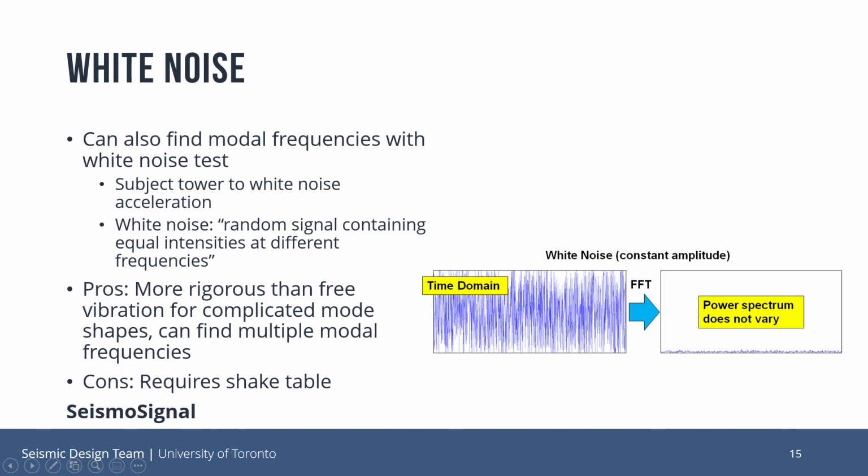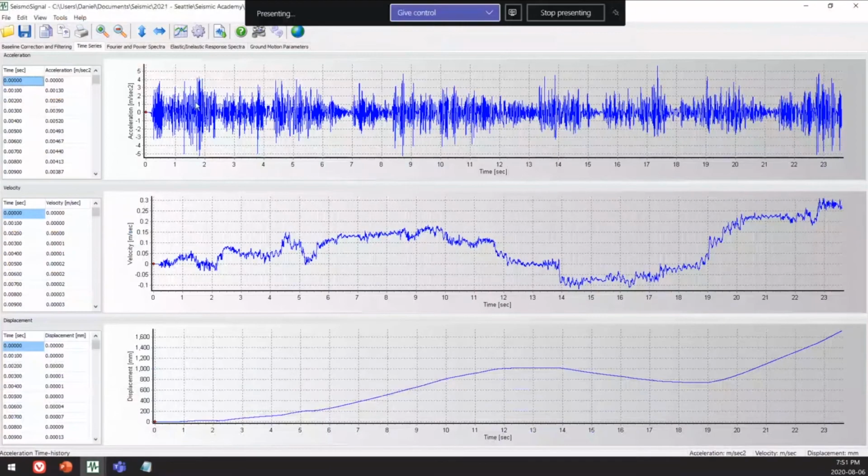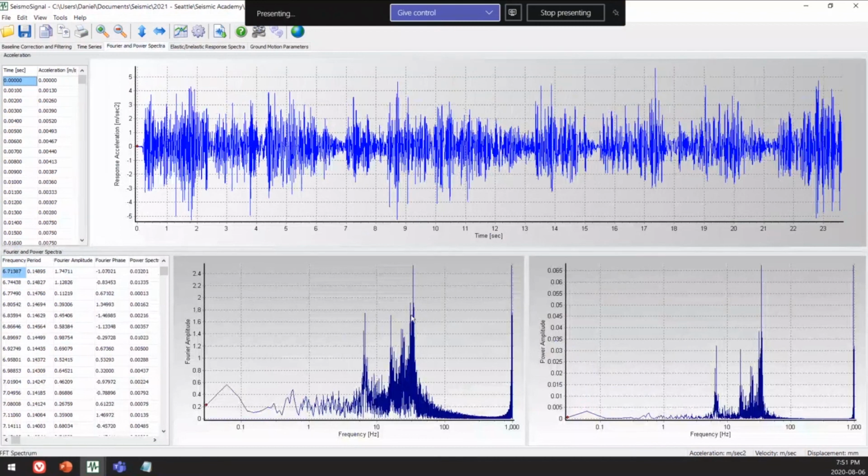So if I go to the white noise test over here, you can see this function looks pretty random to me. I don't see any patterns in it. And when we take the fast Fourier transform, this is a little bit messier, but we still have the first peak here at 0.14895, which is really close to the peaks that we got from the free vibration. There's going to be other peaks, like this peak, which is at, it seems like 50 hertz or something, or sorry, 20 hertz.